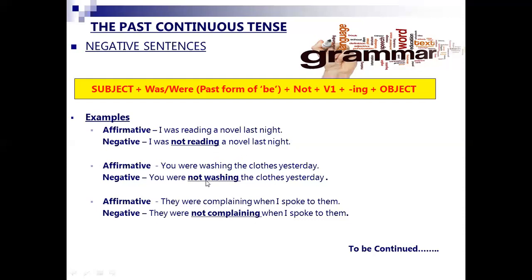Getting? Yes. The next example is: you were washing the clothes yesterday. You is the subject, the verb will come as it is. See, subject plus was/were plus not. Only you have to add not between the helping verb and the main verb. Just fit not in between the helping verb and the main verb.